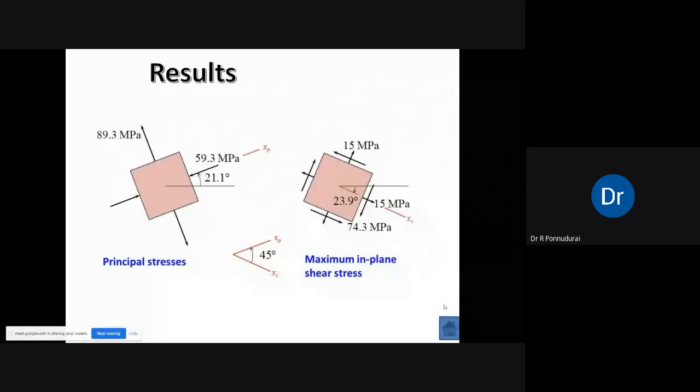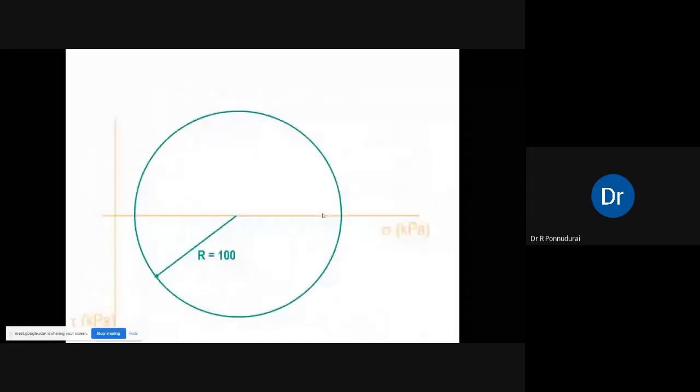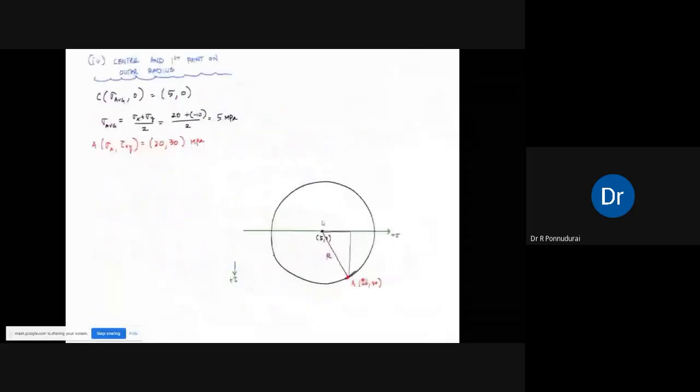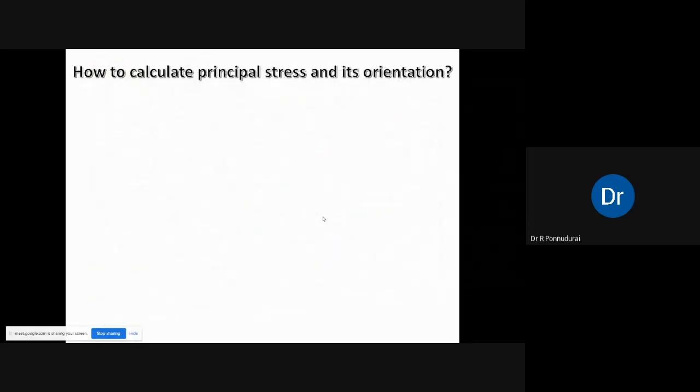Okay, any question here? I suppose we are nearing the end of plane shear. There is no time available, we will stop here. Any question so far on state of principal stress? Why do you calculate the principal stress? Why is it required? How to calculate the principal stress? How to calculate the angle? We have seen the derivation so far.